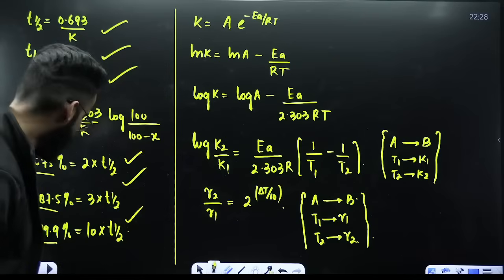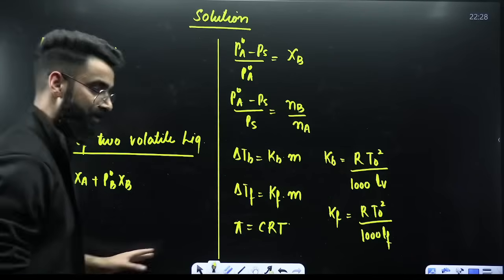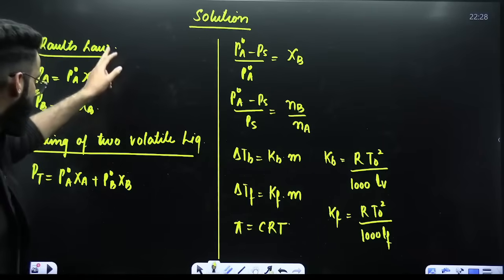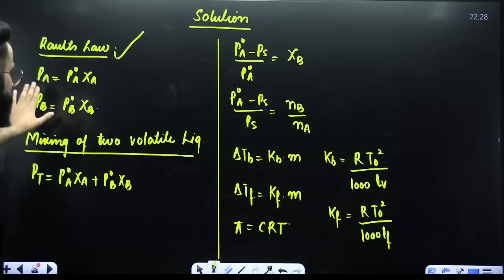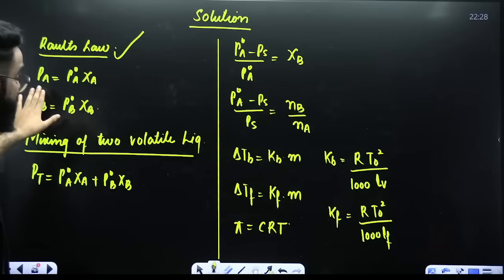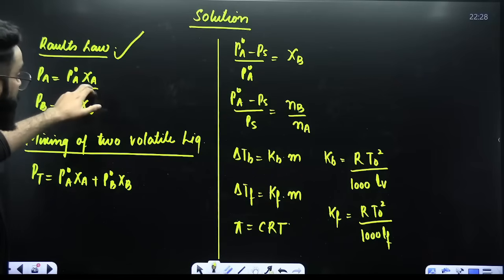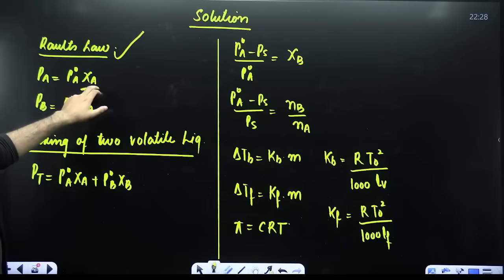Perfect. Now comes the last thing. What is that? That is the solution chapter. In the solution chapter, the first formula comes from Raoult's law, right? Partial vapor pressure is directly proportional to mole fraction in the solution phase. Perfect.